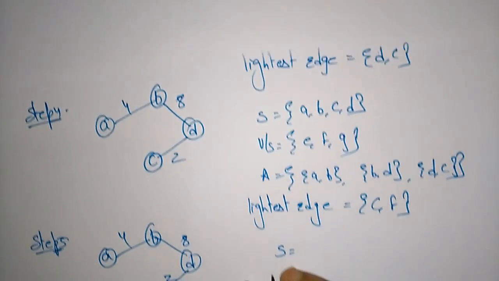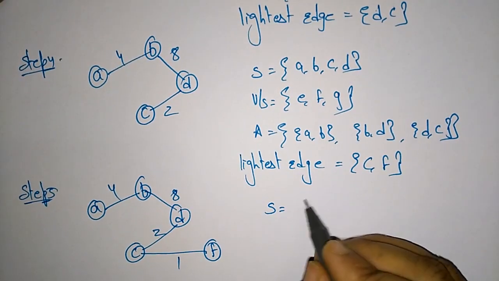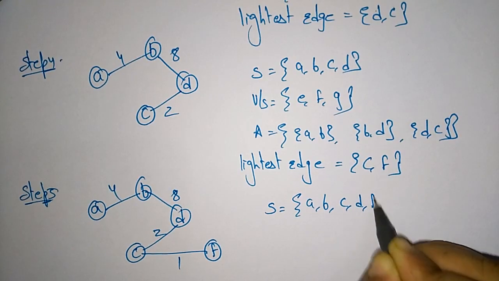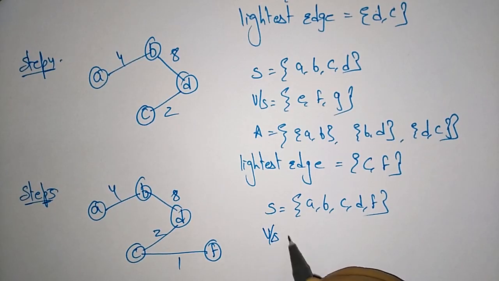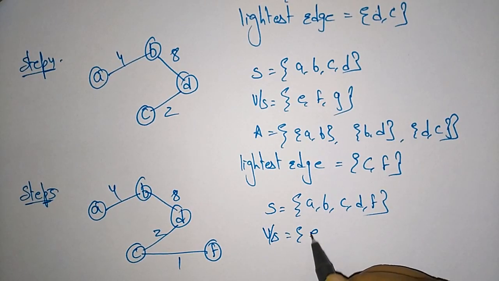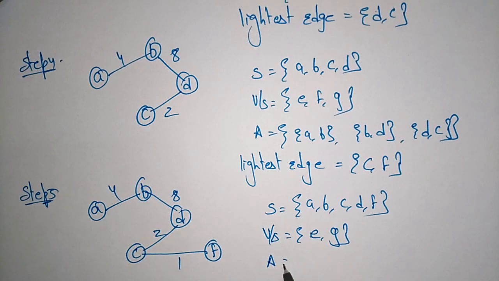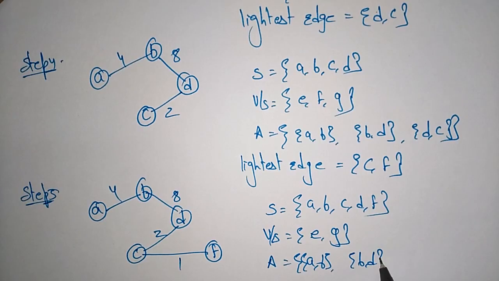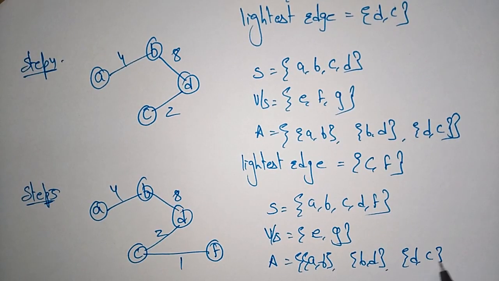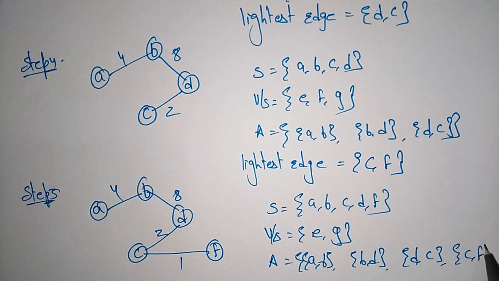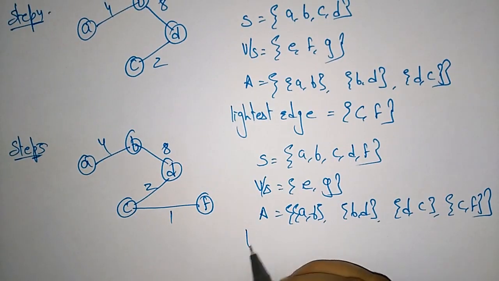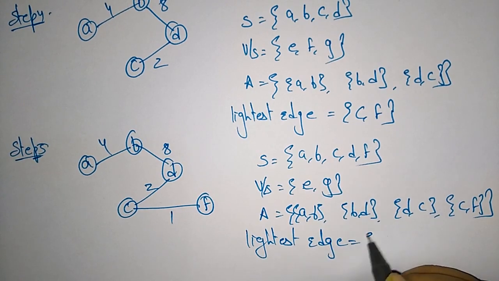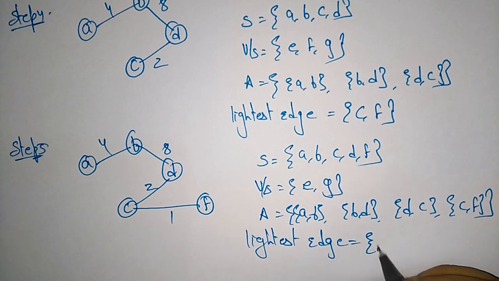Now this set contains A, B, C, D, F. What are the remaining vertices here? Still you have E and G. And the set contains AB, BD, DC, CF. Next lightest edge is, so the next lightest edge is FG.